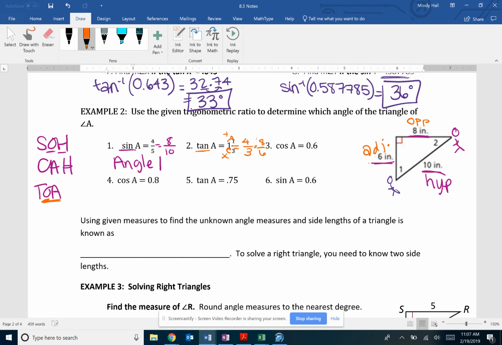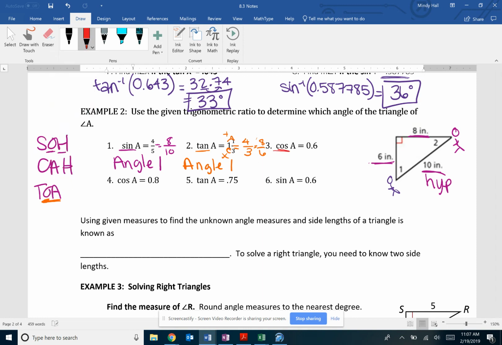Okay, so then because I need opposite over adjacent, the only thing that's opposite of that 8 again is, ding, ding, ding, angle 1. And 6 is right next to angle 1, so that makes sense. It works out. Okay, so then we do it again.